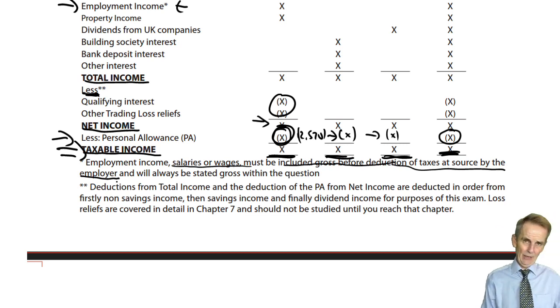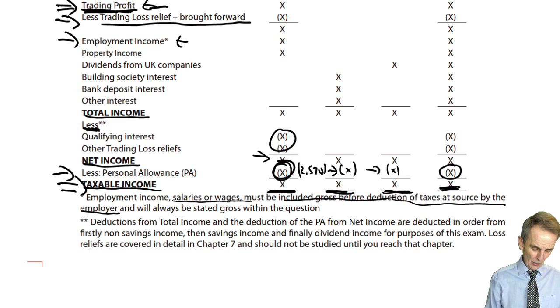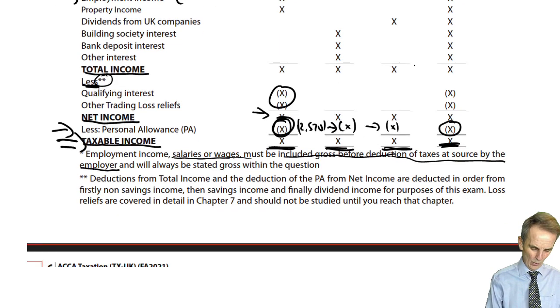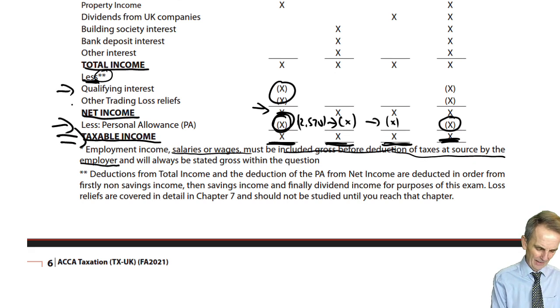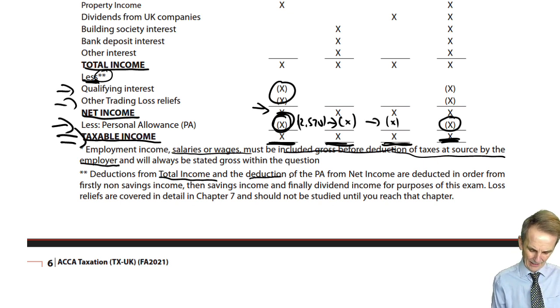So any figures of salary or wage provided to you will be basically on an annual salary, and they will be gross figures before any such deductions of either income tax or NIC have been made through the pay-as-you-earn system. Deductions then from total income, there's a couple of asterisks there, in terms of qualifying interest payments and other trading loss reliefs.